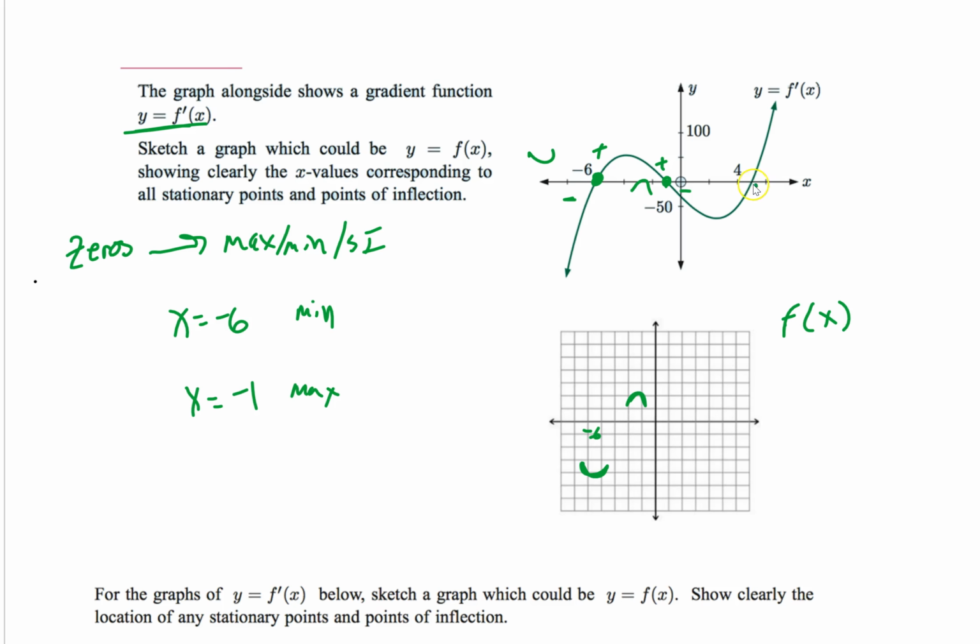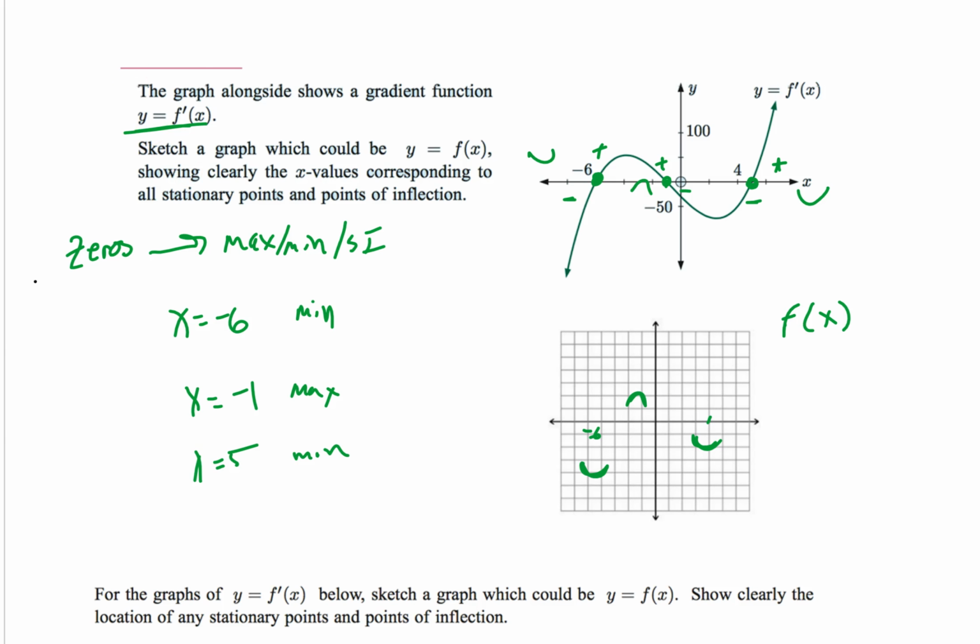Then we get our other 0, like at 5. And we get to decide that's a min or max. And again, we're going from negative to positive. So down then up. So it's another min. So at 5 somewhere, you can draw a min. So right, it doesn't matter where. So something to that effect.